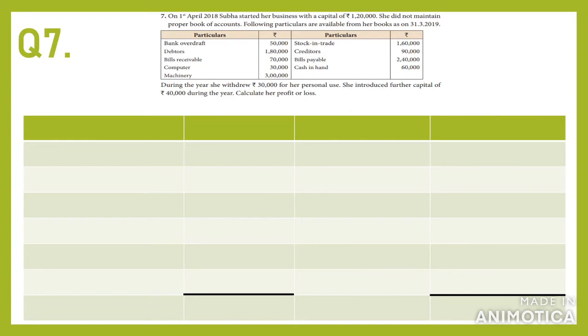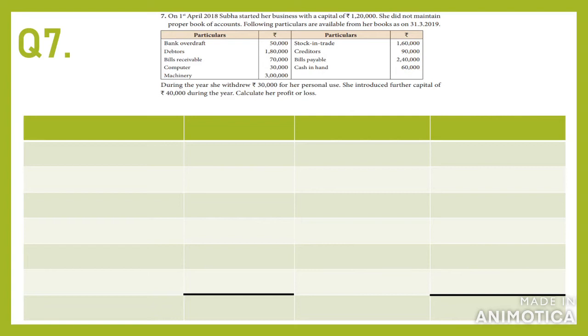Bank overdraft. Is it an asset or a liability? It is a liability. Then debtors 1.8 lakhs. It is an asset. Bills receivable, it is an asset. Computer 30,000 will be an asset. Machinery 3 lakhs is an asset. And then we have stock in trade, creditors, bills payable, cash.